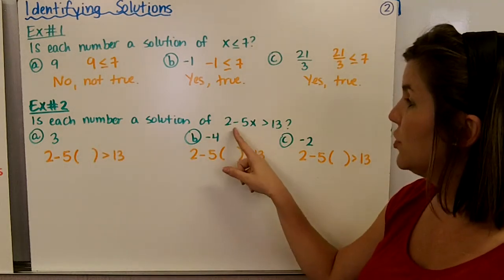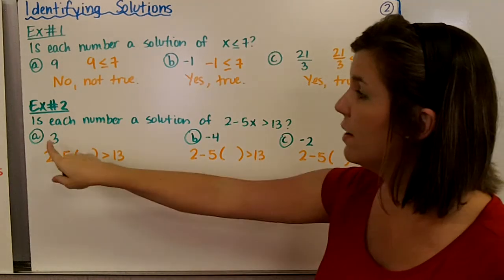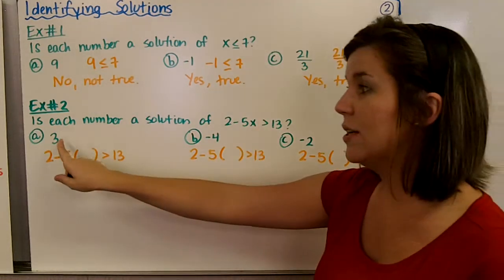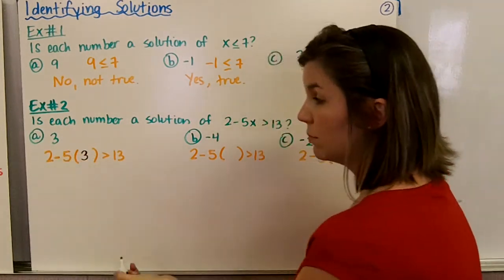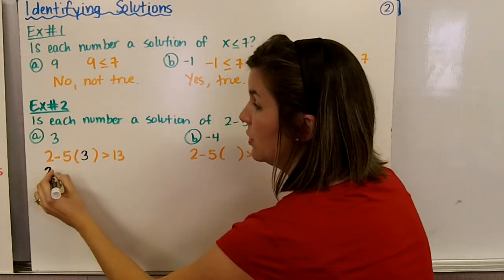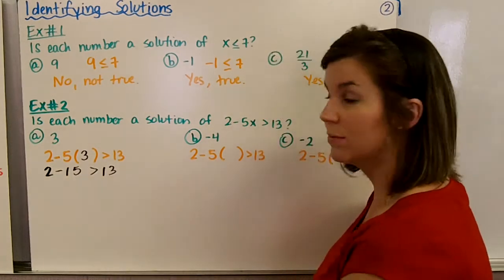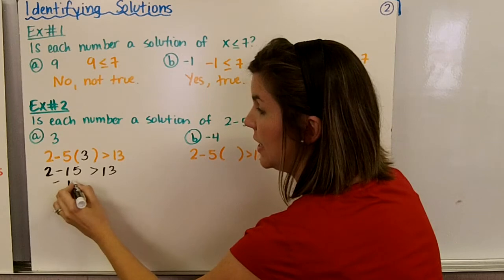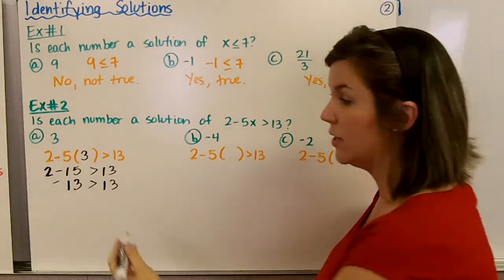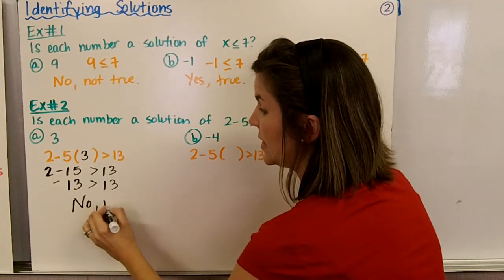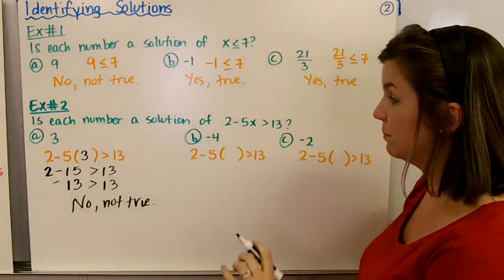Is each number a solution of 2 minus 5x greater than 13? So here I have 3. Wherever the x is, you're going to substitute this number to see is it true or not. So I'm going to plug in 3 here, where the x was. 2 minus 5 times 3 is 15. Carry down the rest. Now 2 minus 15 is -13. Is -13 greater than 13? No. It's not true. So 3 is not a solution.